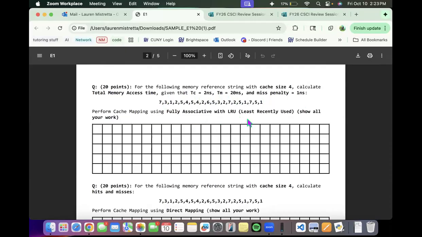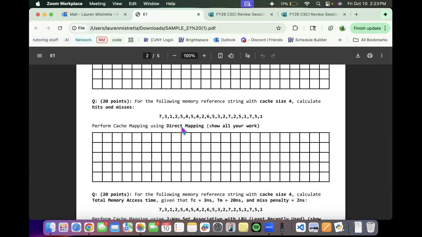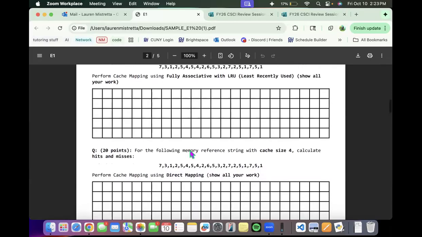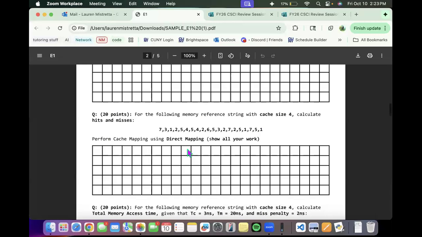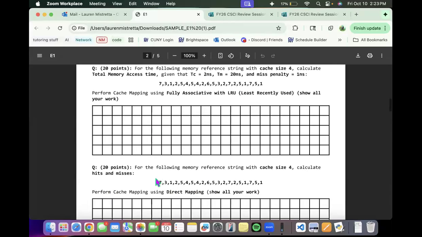Cache mapping's not too bad of a topic. It just depends on which type of mapping he's using for this. So let's actually start with direct mapping first, because this one's actually a little bit easier to wrap your head around. And then we'll go to fully associative LRU.